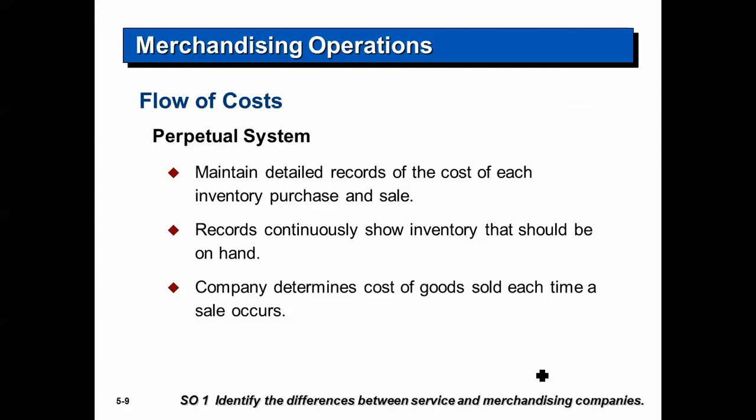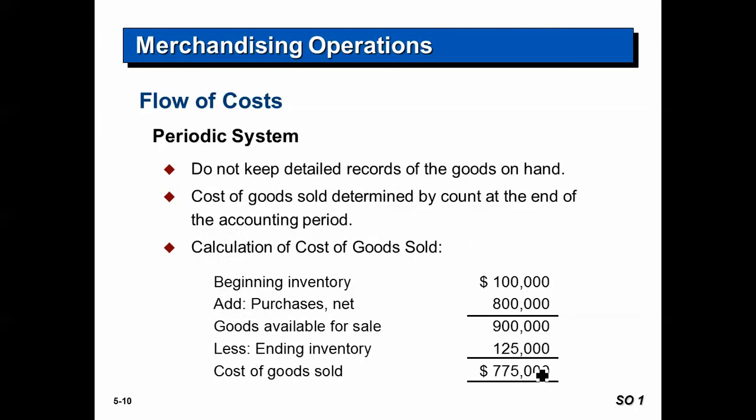Now, if you're in Carrefour, you know that everything that you buy out of there has a barcode on it. Well, that's because Carrefour is on a perpetual inventory system. That barcode tells them exactly how much they paid for that inventory. In a periodic system, we have so much inventory, we don't have a barcode for everything. So we can't keep records that way.